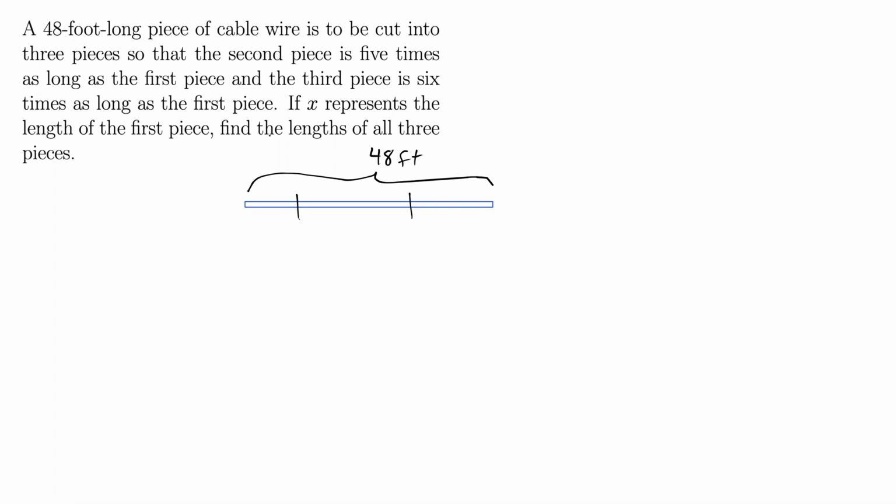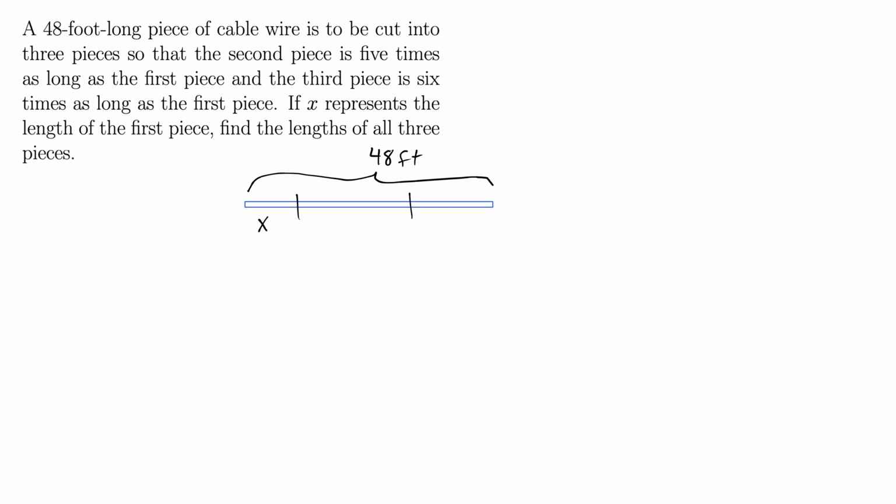The first piece, well, we don't know what the first piece is, and we know that the second and third pieces are being compared to the first piece. So let's call the first piece x. That's how you usually do these kinds of problems, right? Just let the first piece be x and then see what happens from there.